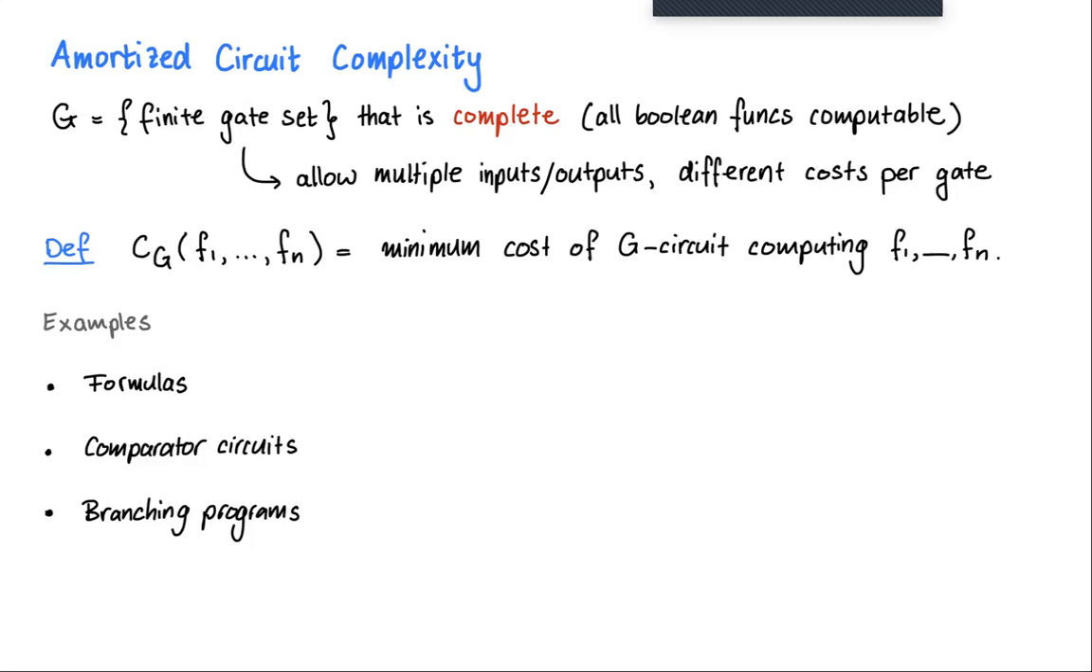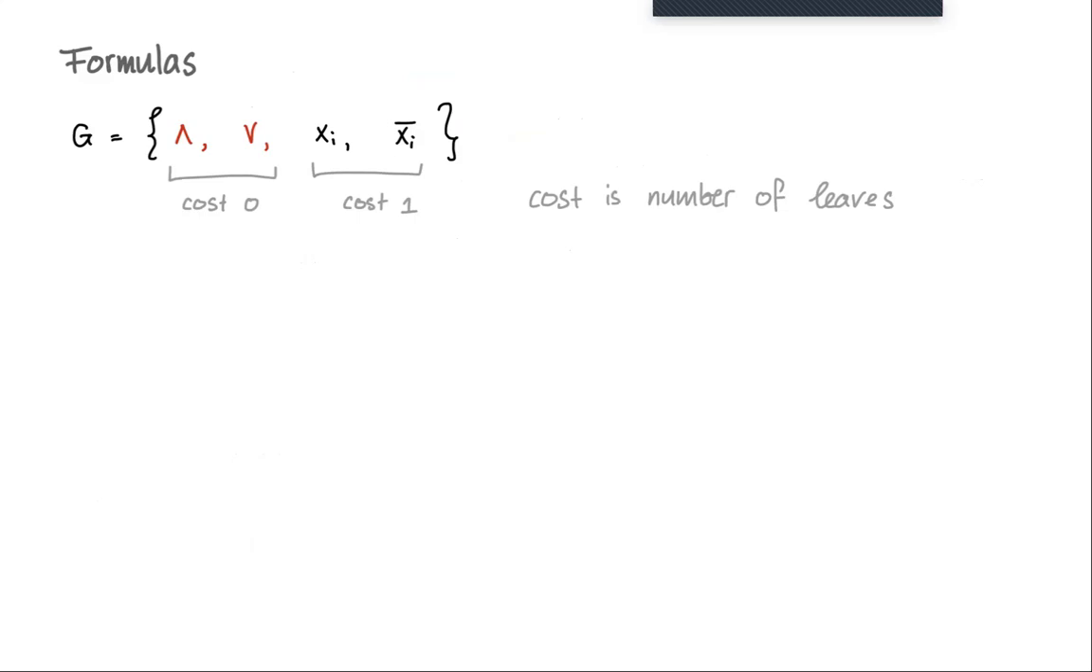So I want to talk about formulas, comparator circuits, and branching programs. So let's do that. Here we have the setting of formulas. Here the gate set has an AND gate and an OR gate, and it has a gate that produces a variable and a negated variable. And what I'd like to do is give the AND and OR gate cost 0 and the literals cost 1. This will become clear in a moment.